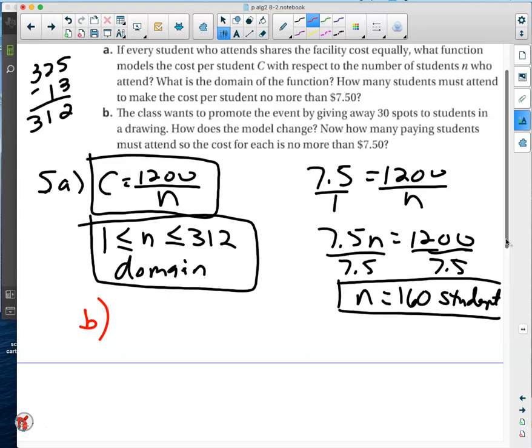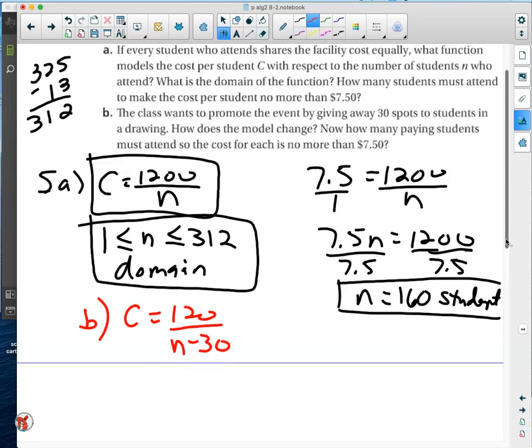So you think, well, how is that going to change the graph here? Because the graph was C equals 120 over N. Well, the cost is going to increase. So what's going to happen is it's going to shift that cost, that hyperbola that we see, that branch, 30 units to the right. So this isn't going to be N anymore. It's now going to be N minus 30.